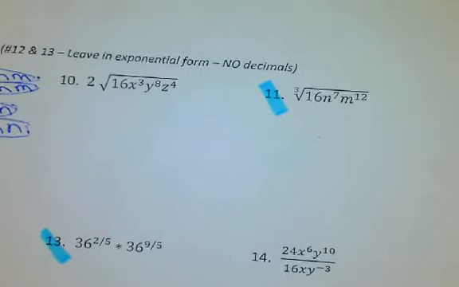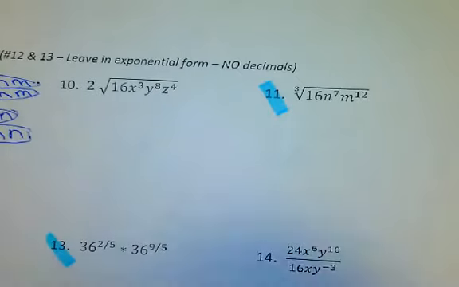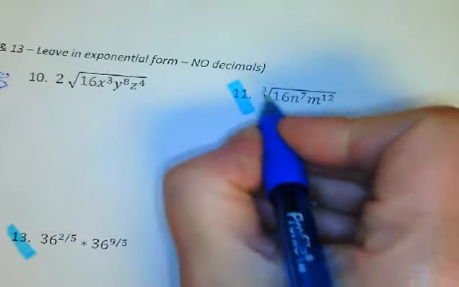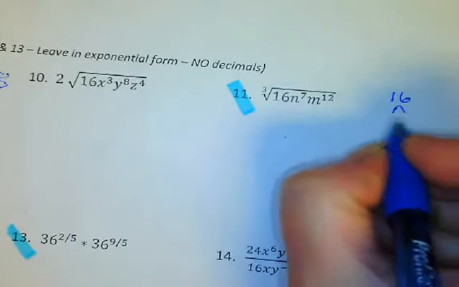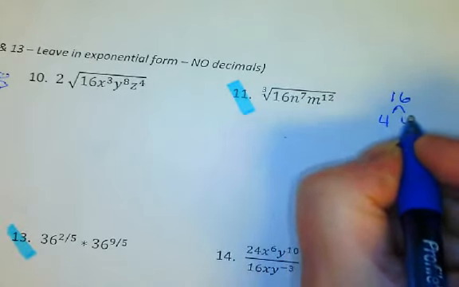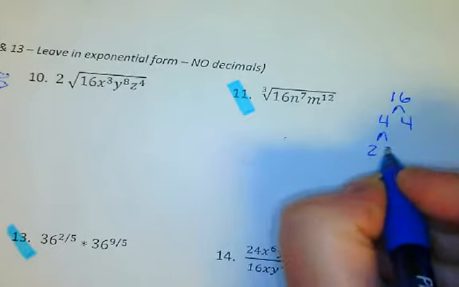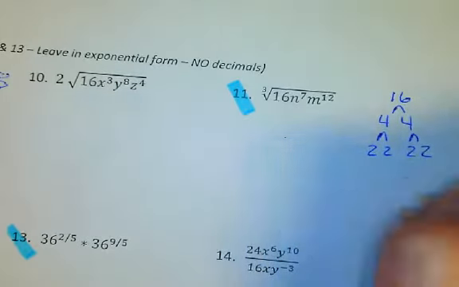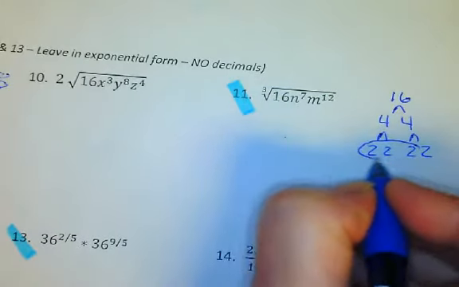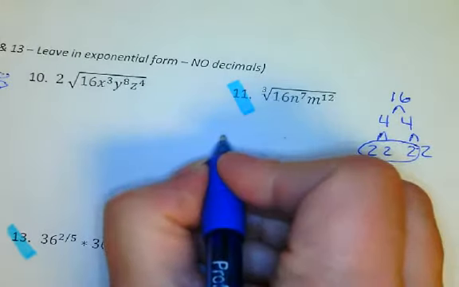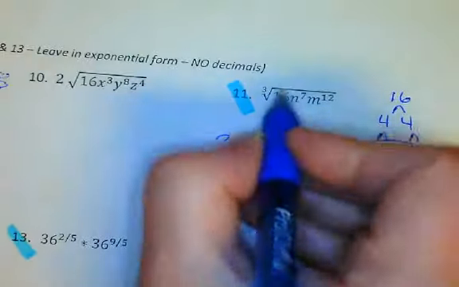Alright, on this one here, again, I am looking for groups. So I'm doing a cube root. I know 16 is not a perfect cube, so I'm going to have to break that down. So that gives me 4 and 4, 2 and 2 and 2 and 2. My groups are going to be sizes of 3. So there's one there, one group. So I'm going to have a 2 on the outside.